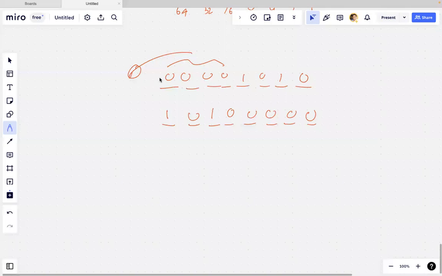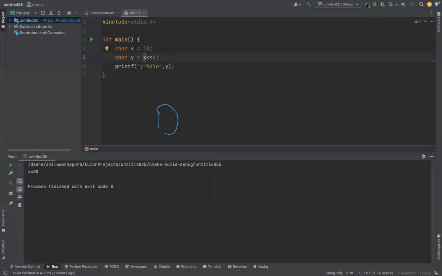Left shift by 1. Okay. So left shift by 4. Then what is this value? Is it positive or negative? Negative. Yes, the most significant bit is 1. Therefore, it should be a negative value. Check whether it is a negative value.